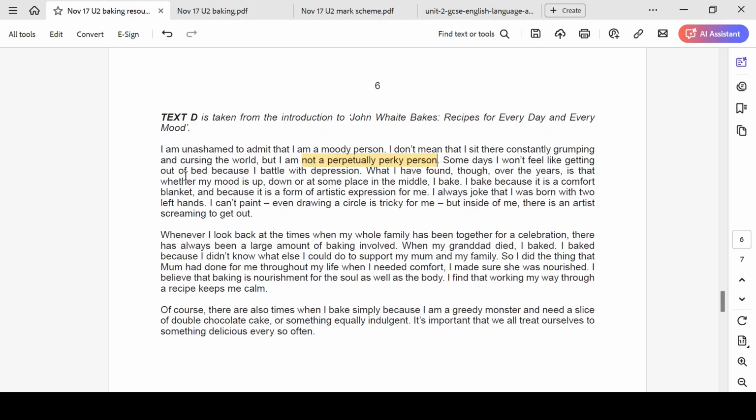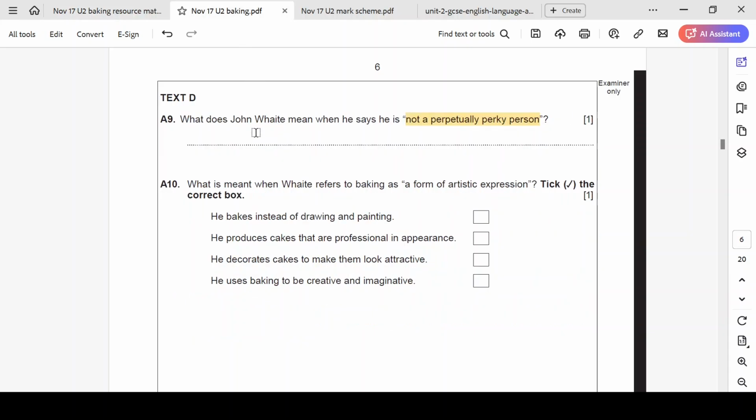I found it in the text. It's right at the beginning. "I am unashamed to admit that I am a moody person. I don't mean that I sit there constantly grumping and cursing the world, but I am not a perpetually perky person. Some days I won't feel like getting out of bed because I battle with depression." Now, this is slightly different than the previous one because we had a choice of 4 last time. This time we've got to actually put it in our own words.